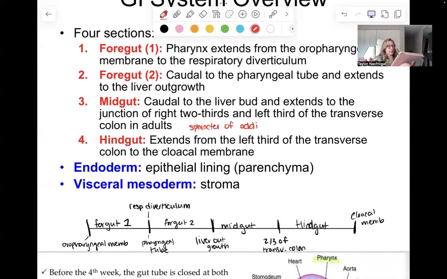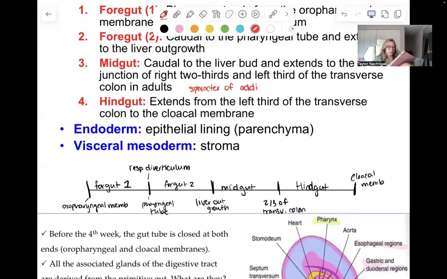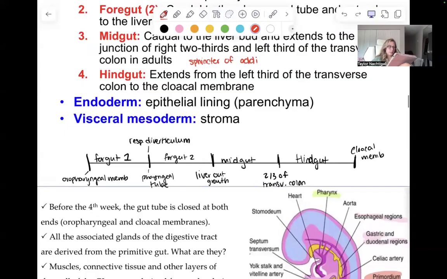Endoderm is what's going to be lining the gut. And the visceral mesoderm is going to form the stroma. So here I have a nice line representing our entire intestinal system, starting from the oropharyngeal membrane all the way to the cloacal membrane, and the divisions of each.